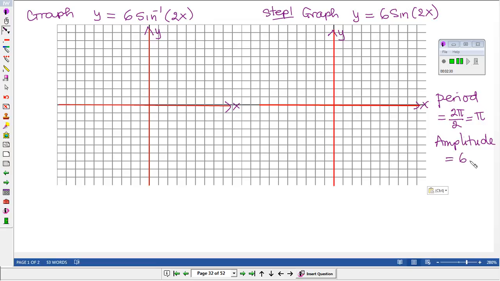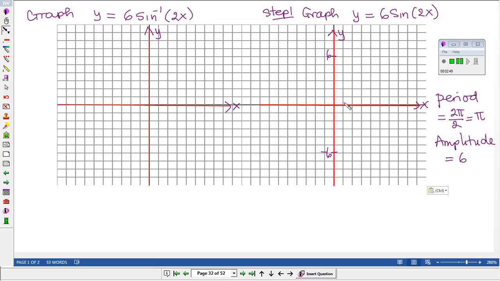So that gives us our y maximum and y minimum. So now we can scale 1, 2, 3, 4, 5, 6. So this will be our positive 6. 1, 2, 3, 4, 5, 6. So this will be -6. And the period is pi.